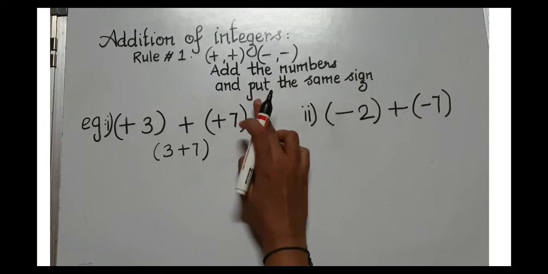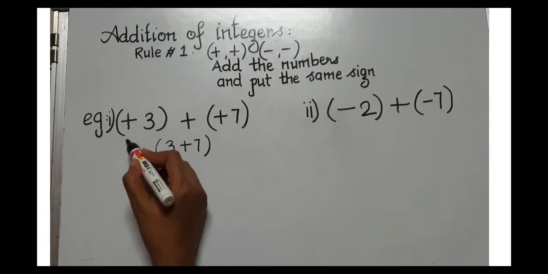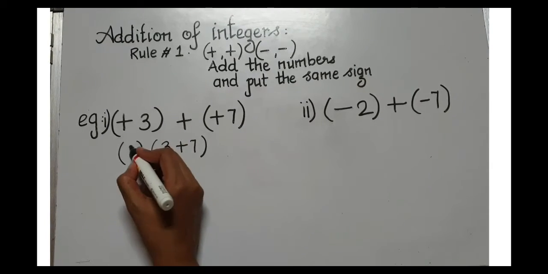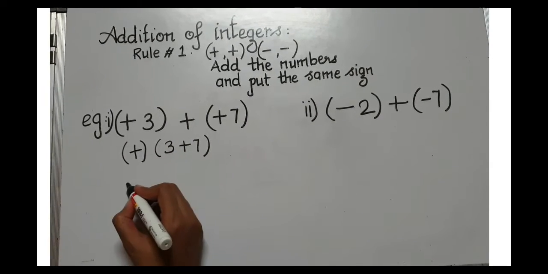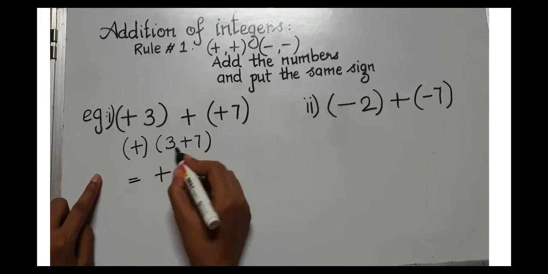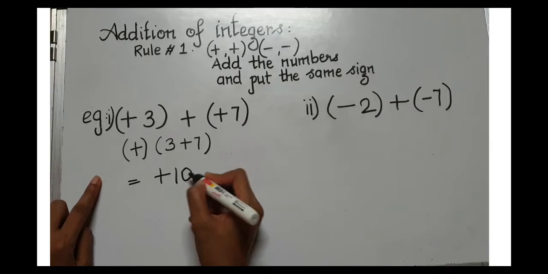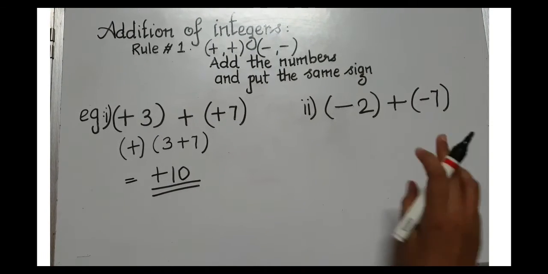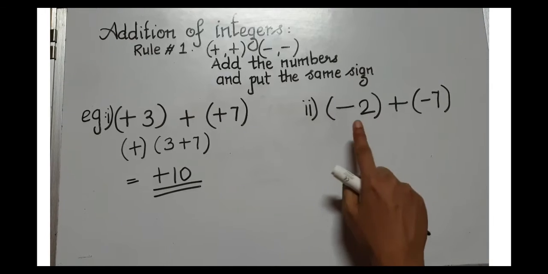My first step, I'll be adding, and what sign I'll be putting I'm going to show it in the bracket. So when plus plus is there, I'm going to put the same sign, that is plus. So what will be my answer? Plus 3 plus 7 is 10. So my answer is positive 10. Now let's go to the next example.